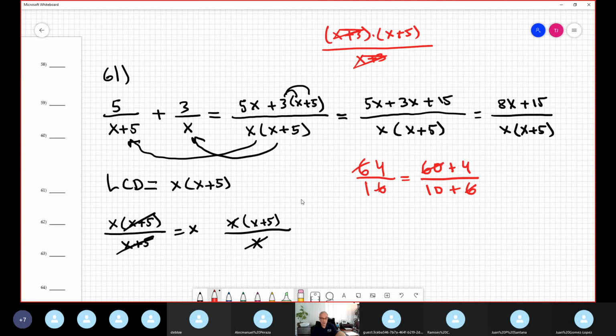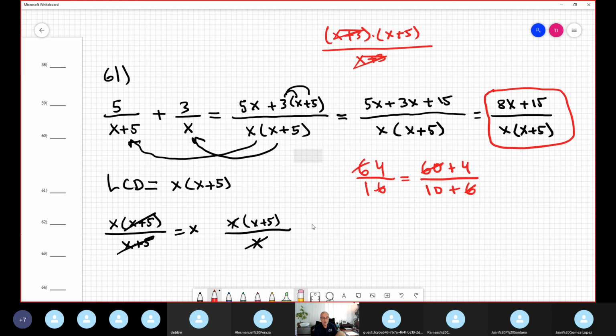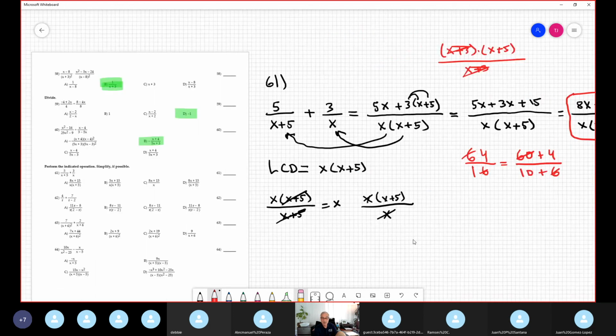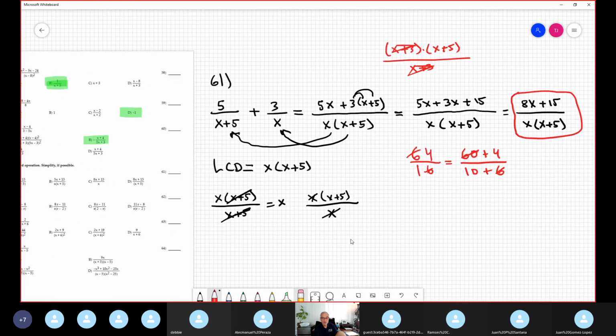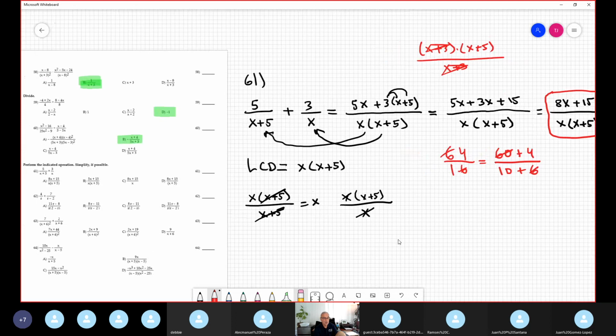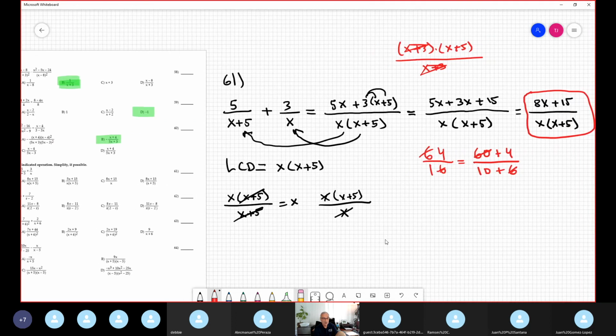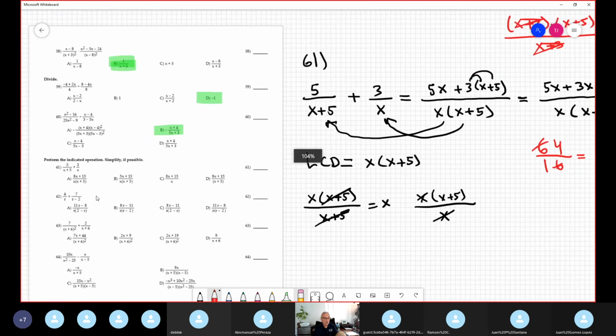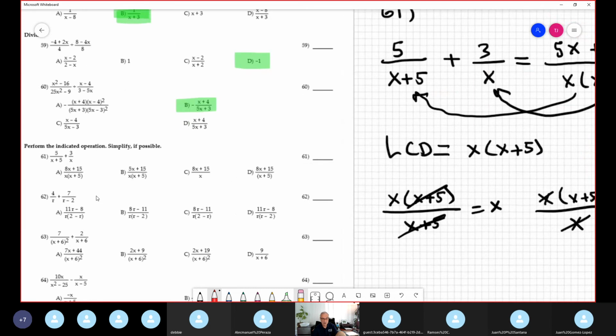So what is my final answer? I suppose this is my final answer. Leave it like that, or remove the parentheses in the denominator, maybe. Now let me see. Yeah, it's option A. It's option A.